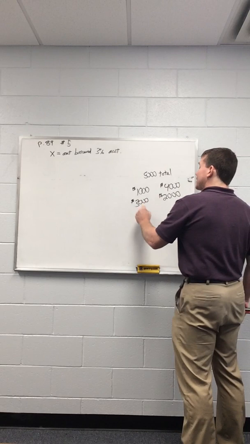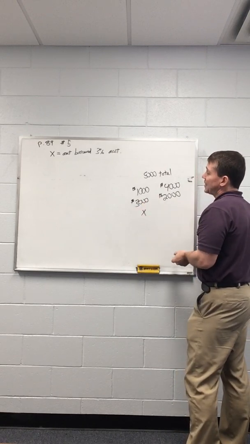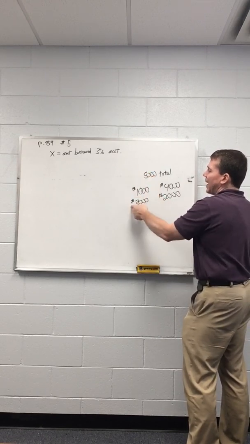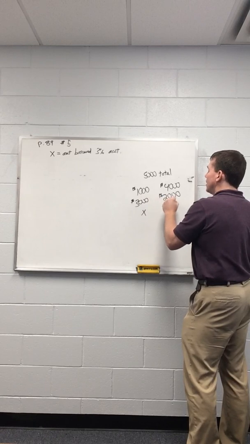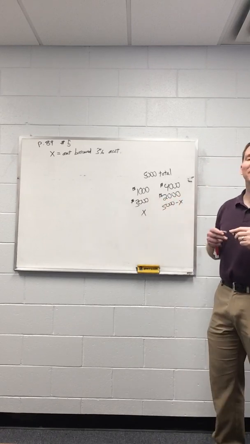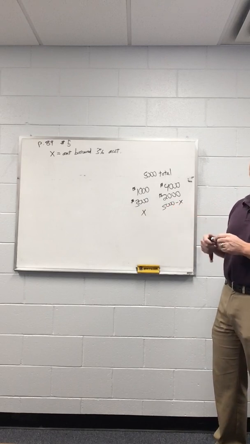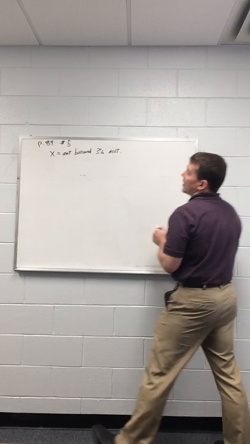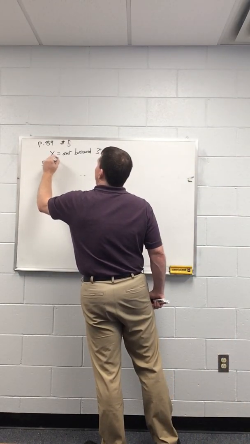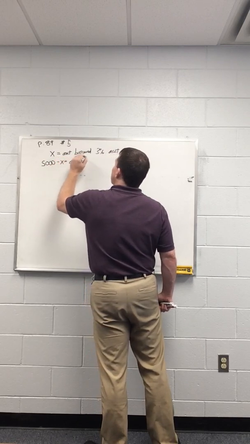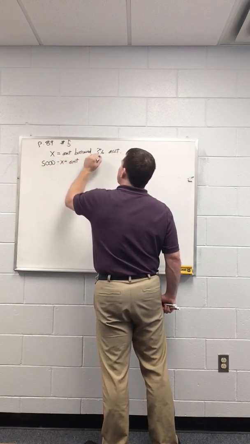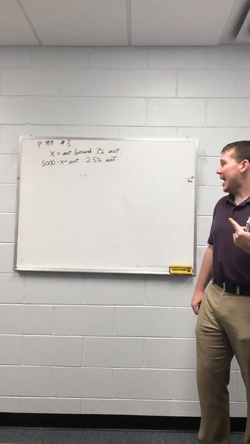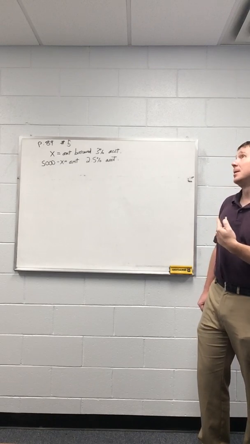Since we know he borrowed X dollars from the first account, how much did he borrow from the second? Do the exact same thing. Here I did the total minus 1,000, the total minus 3,000. So this is the total minus X, because that's the amount from the first account. That's how much is in the second account. The total minus the amount in the first account. So now I have a way to relate the quantities, and that's my second variable. 5,000 minus X is the amount from the 2.5% account. Now I have the two variables that I need to solve the problem.